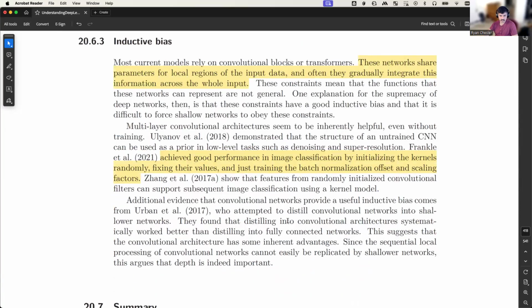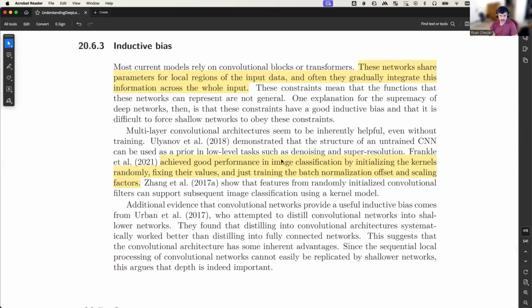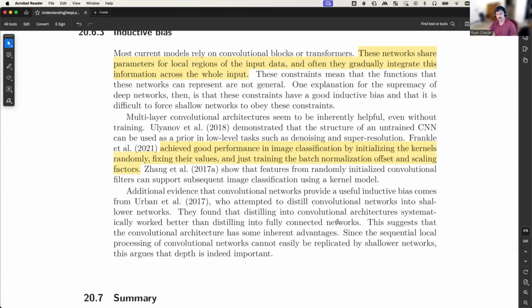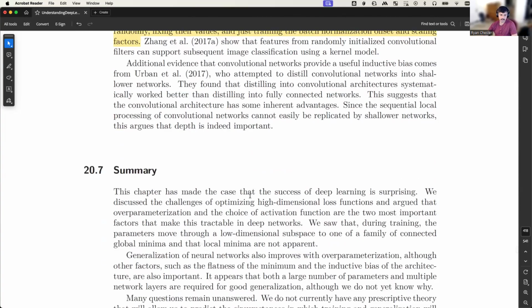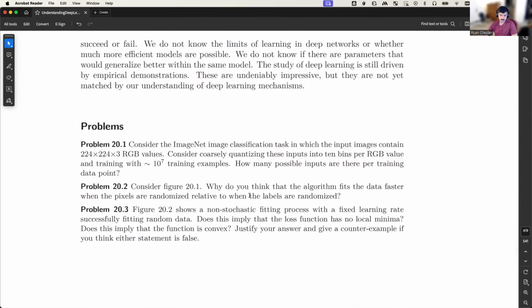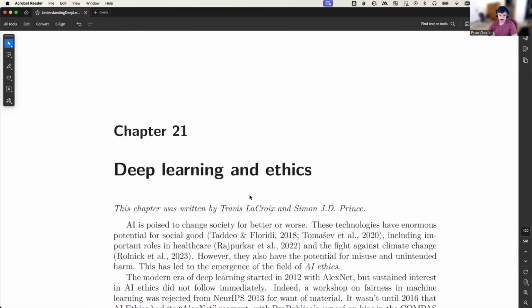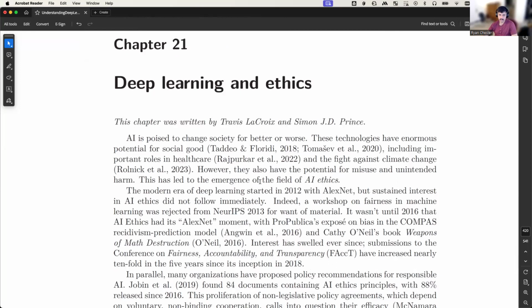Maybe I'll jump to the next chapter really quick. I already mentioned this, so this is the stuff on CNNs and transformers, probably actually very good even out of the box. Running out of time, so I'll just push us to the next chapter.